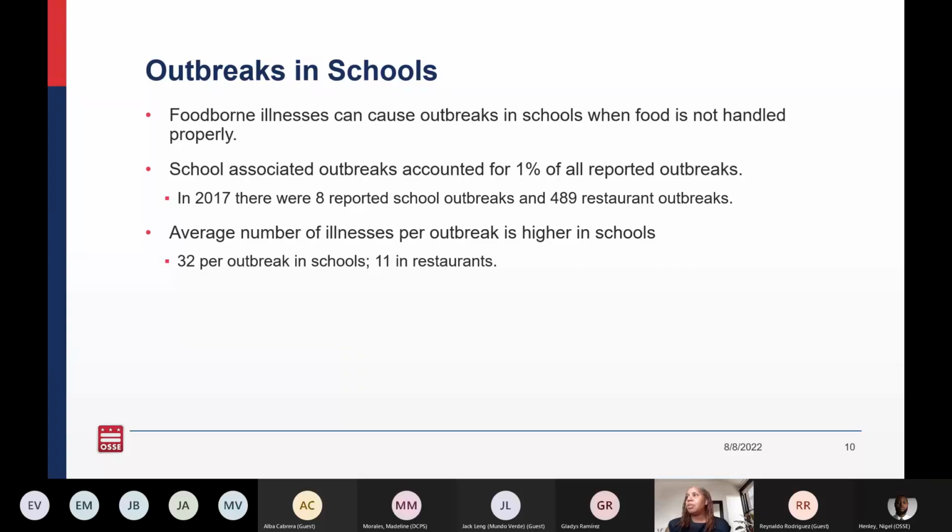And while schools only account for 1% of the outbreaks, the average number of illnesses per outbreak is higher in schools than in restaurants.